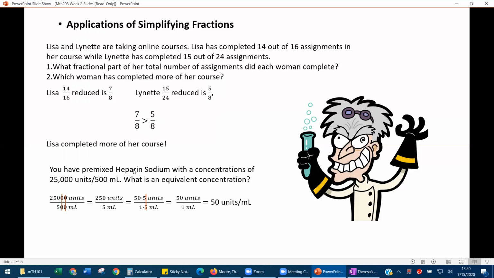You have a pre-mixed heparin sodium solution. The concentration is 25,000 units in 500 milliliters. What is an equivalent concentration? All we have to do is reduce the fraction. 25,000 units over 500 milliliters. Cancel a few zeros. We have 250 over 5. They're both divisible by 5, right? 5 is common to both. Cancel it. We have 50 units per milliliter.